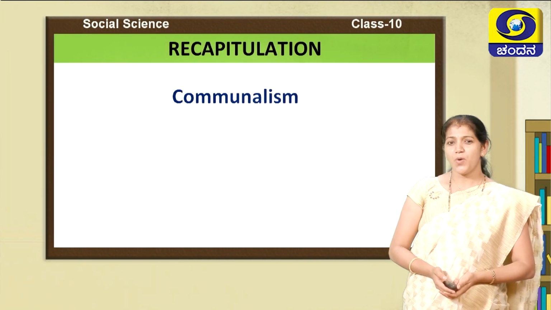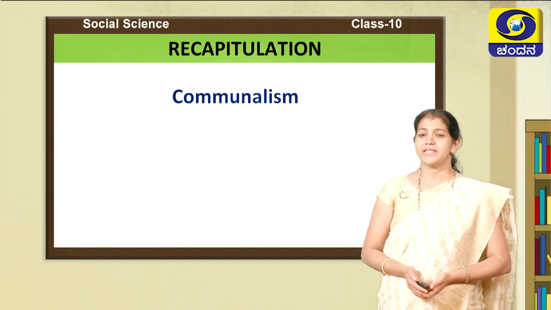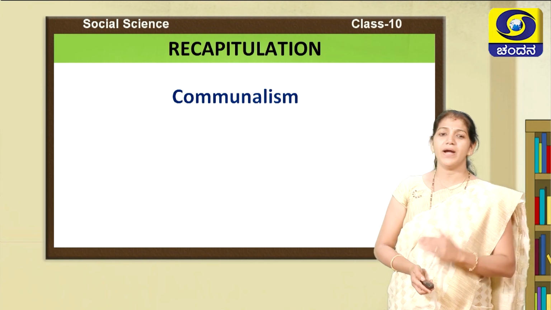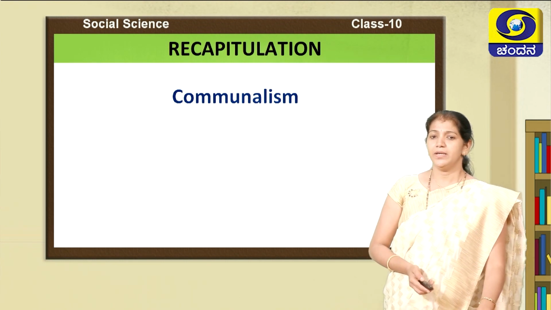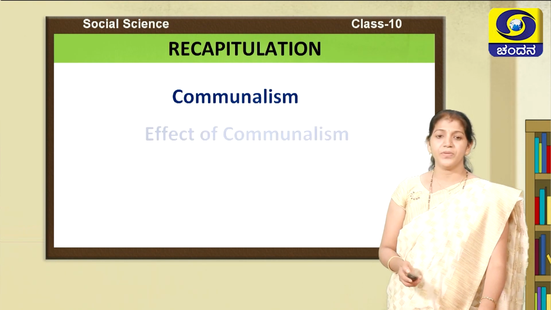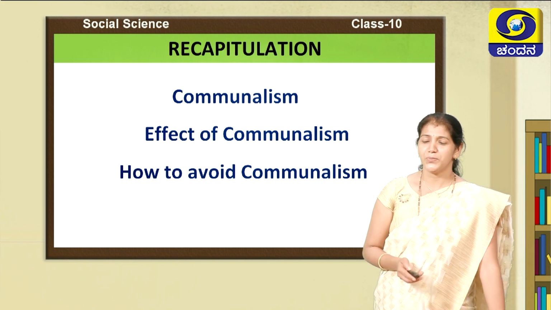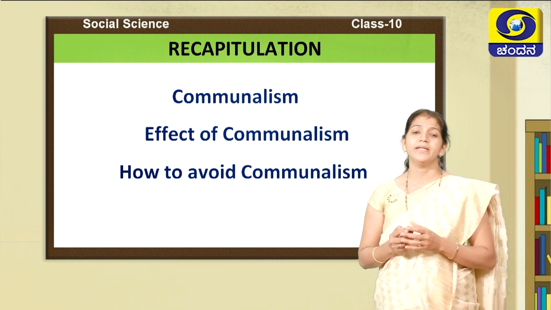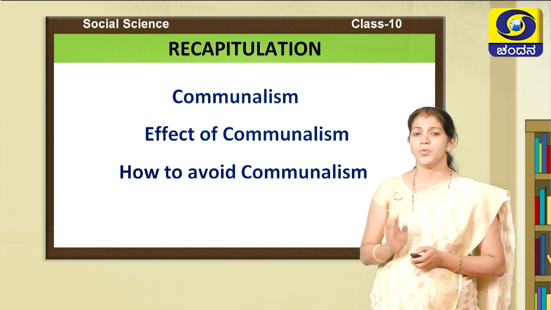Student, it is the time of recapitulation. I hope you understood the topic: what are the problems of India, and what measures are taken by the government to avoid these problems. In this class, we learnt about the first major problem of India, that is communalism, what are the effects of communalism, how to avoid it, and which measures are taken by the government to avoid communalism and create the integrity and unity of the nation.